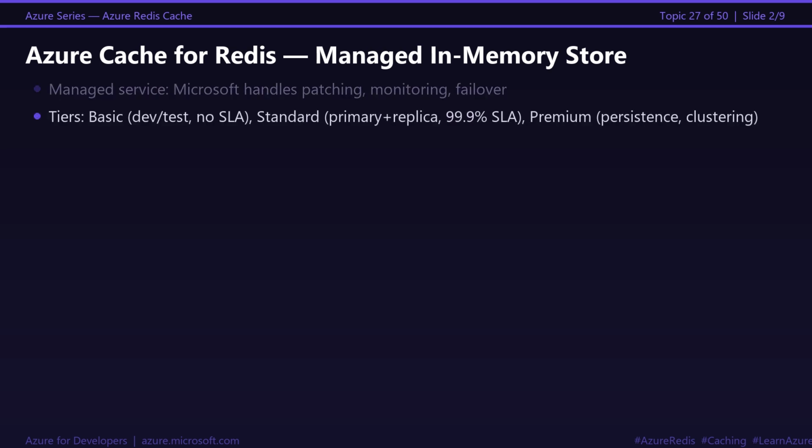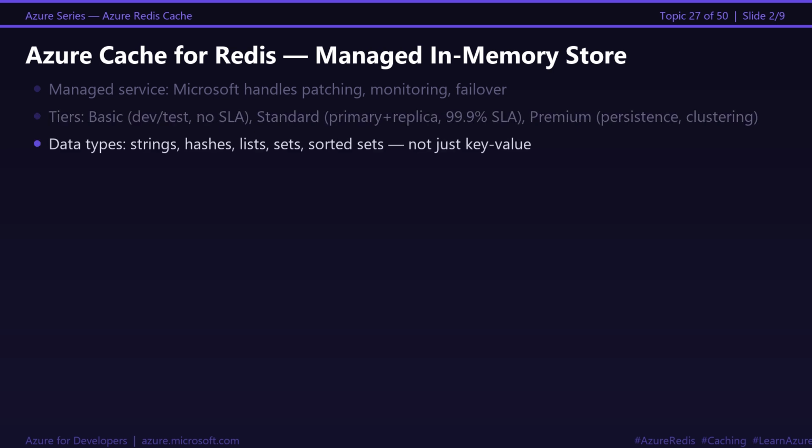The tiers matter depending on your use case. Basic, a single node with no SLA. Use it for development and testing only. Standard, a primary with a replica. Automatic failover. 99.9% SLA. Use for production. Premium, adds persistence to disk, Redis cluster for horizontal scaling, geo-replication.